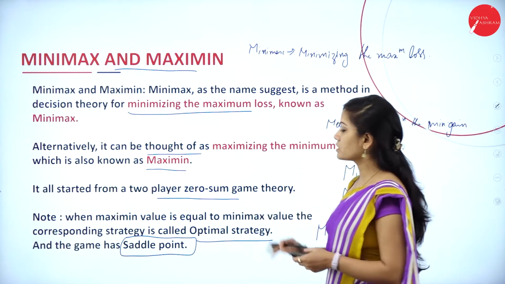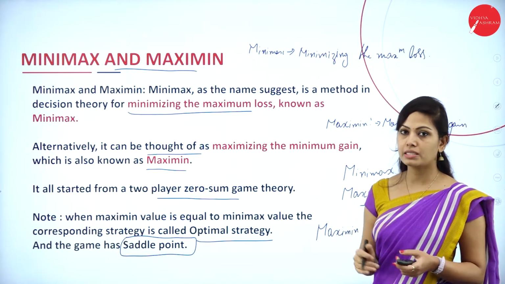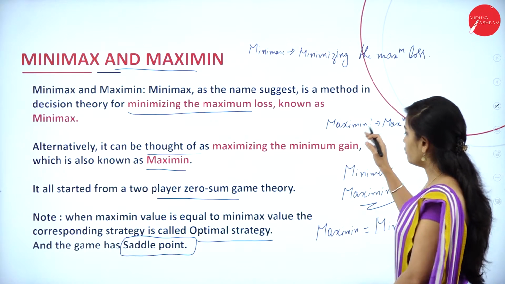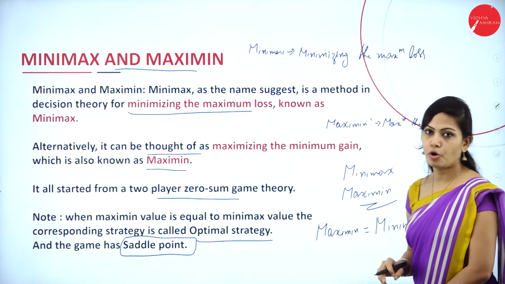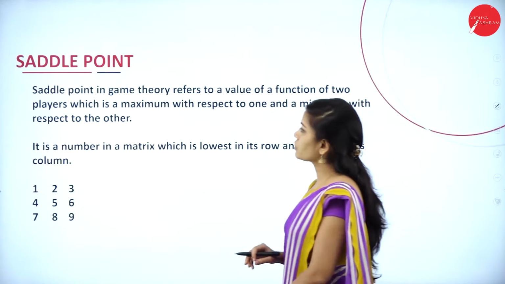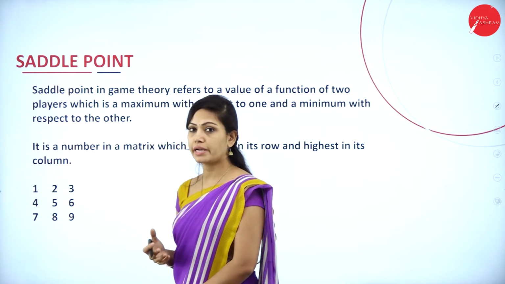Clear? So this is called the minimax and maximin principle. If minimax is equal to maximin, it has a saddle point. The next concept is the saddle point. So what is the saddle point?